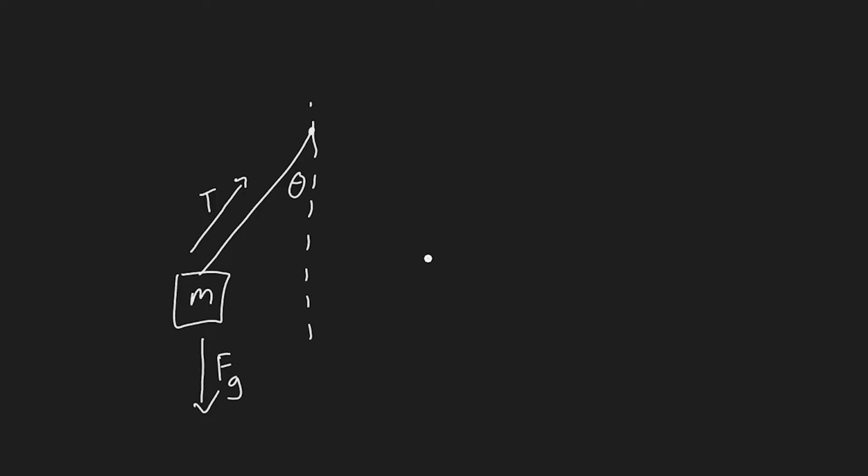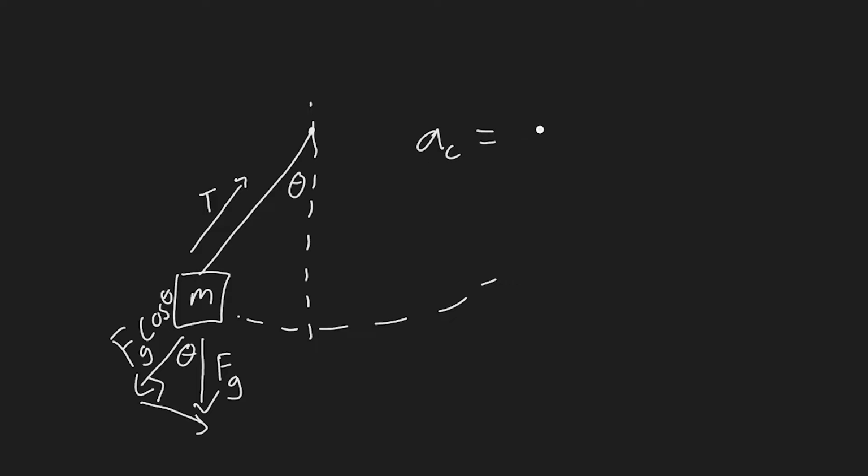What we're going to do is split up gravity into two components, a radial component pointing this way and a tangential component pointing that way. These two make a 90-degree angle, which means this angle is theta. So our radial component is the force of gravity times the cosine of theta. Now, because our mass is going to move in a circular arc, this is going to be circular motion, meaning our mass is going to be accelerating with a centripetal acceleration of v squared over r, where v is our tangential velocity and r is the length of our rope.